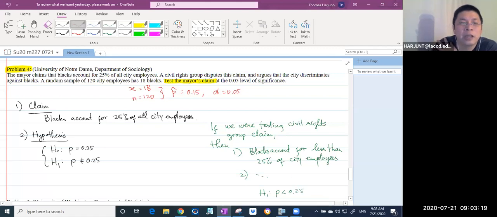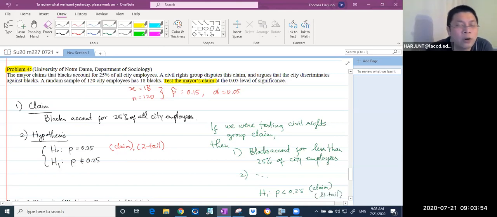So what happened is in our work here, because we are testing the mayor's claim, this is the claim, and that will be a two-tailed test. While if you are testing the civil rights claim, the claim will be the alternate hypothesis, and that will be a left tail test. The result may be different. That's why it's important for us to see what claim we are actually testing against.